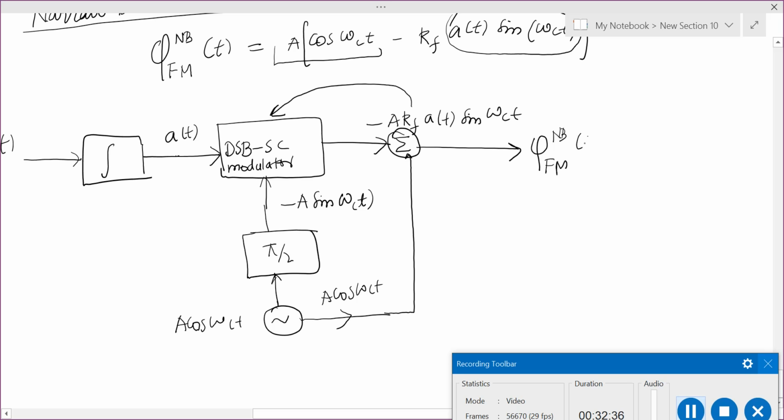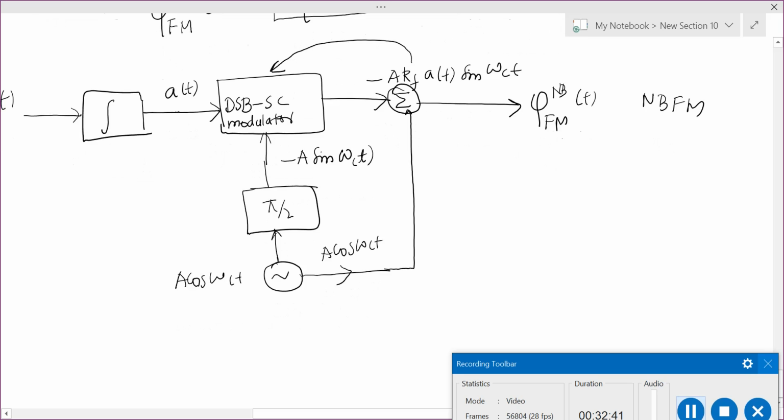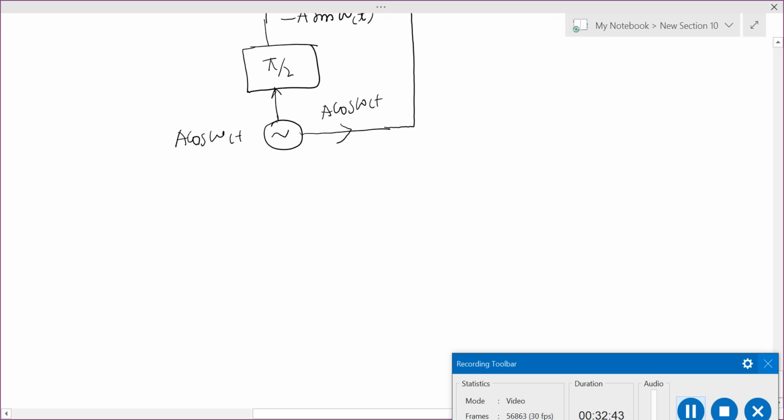Narrowband FM. Very simple modulator. You haven't used anything new. You already have all these ingredients. You can easily design it in the lab.